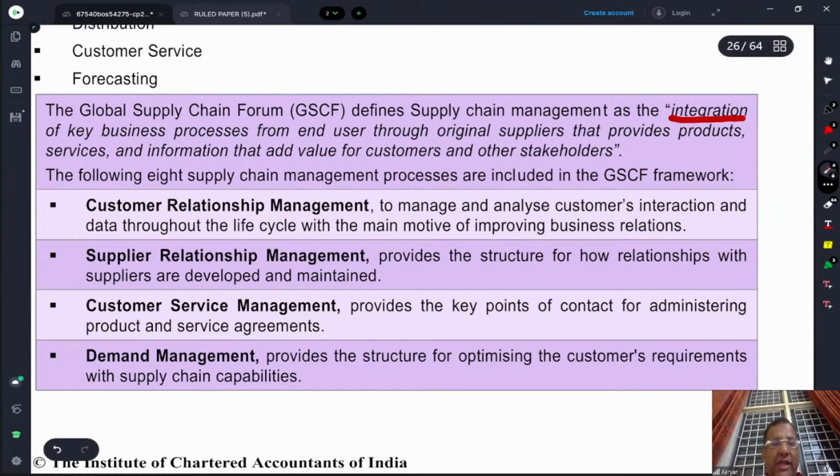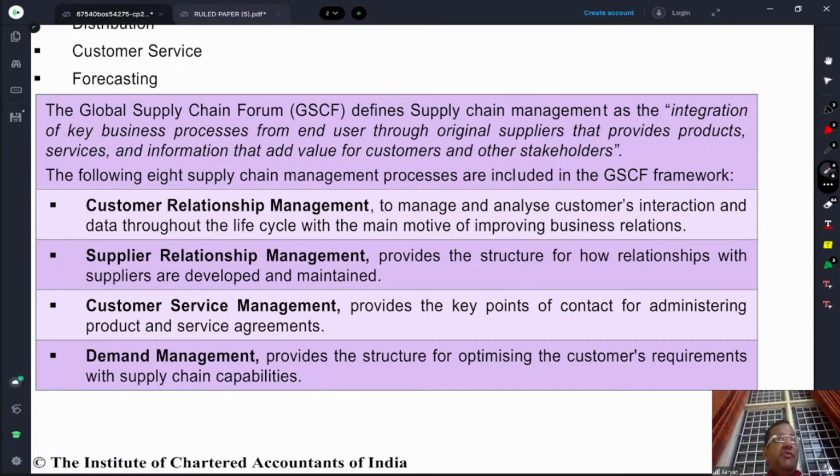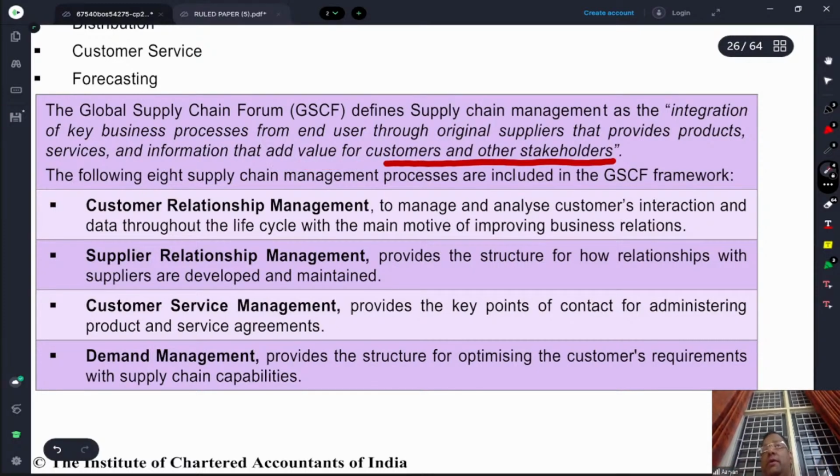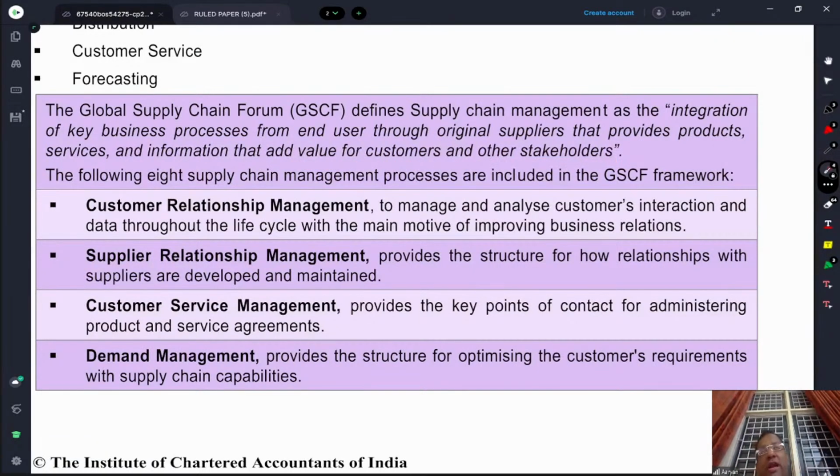Integration of key business processes. Important word: integration, linking with each other, of what? Of key business processes. Now the natural question arises, what do you mean by key business process? The Global Supply Chain Forum has identified 8 key business processes which have to be integrated. They start from end user through original supplier that provide products, services, and information that add value for customer and other stakeholders. Not only shareholders are included, but all the stakeholders, including customers, are included.